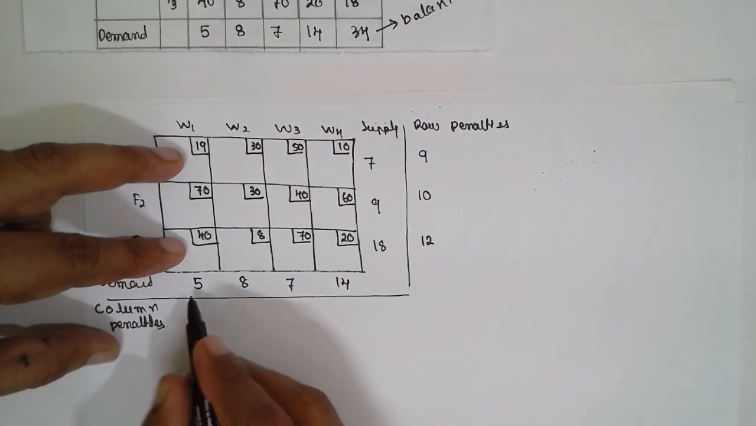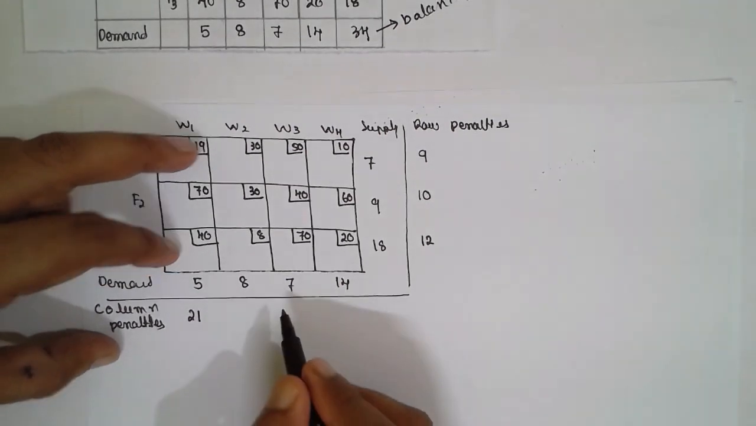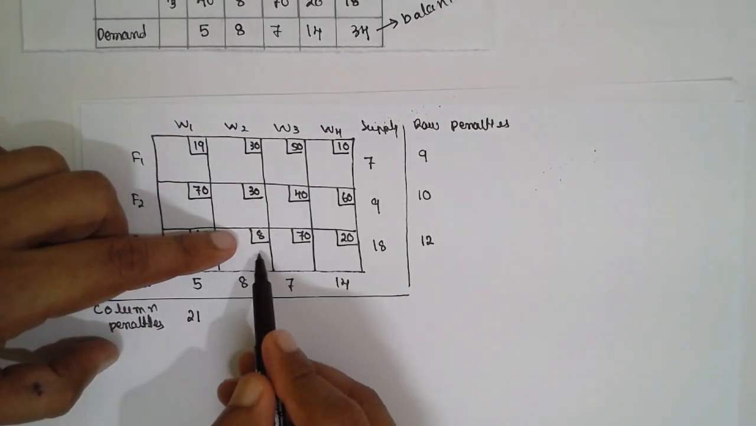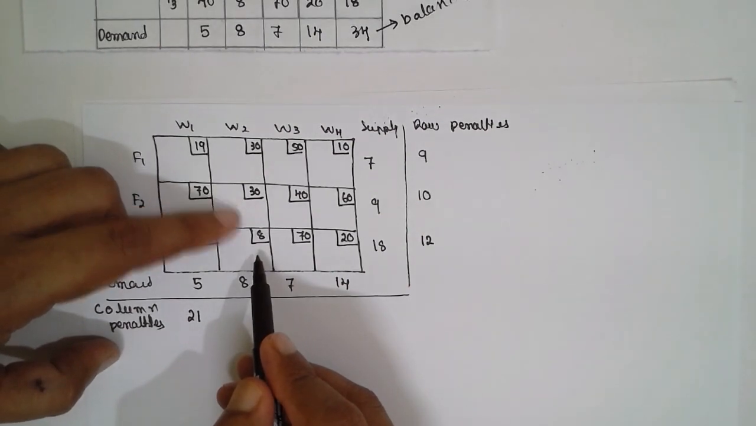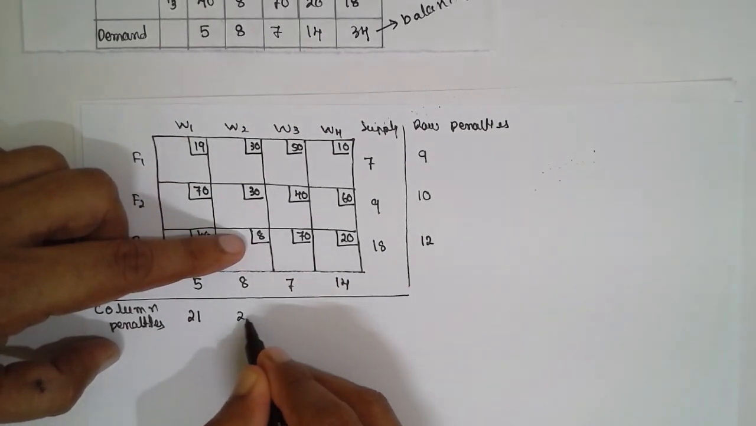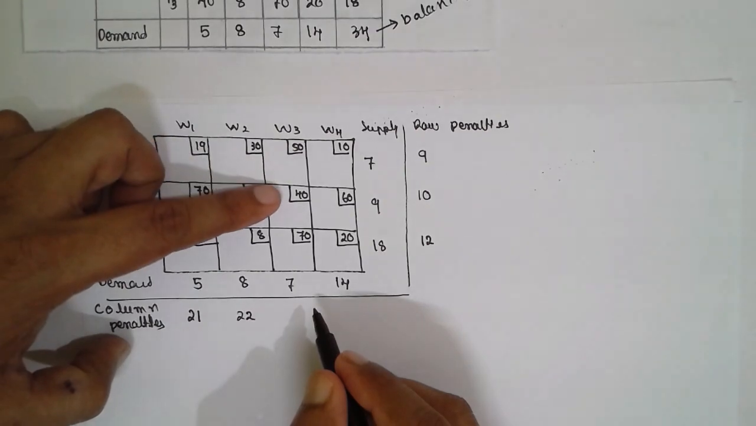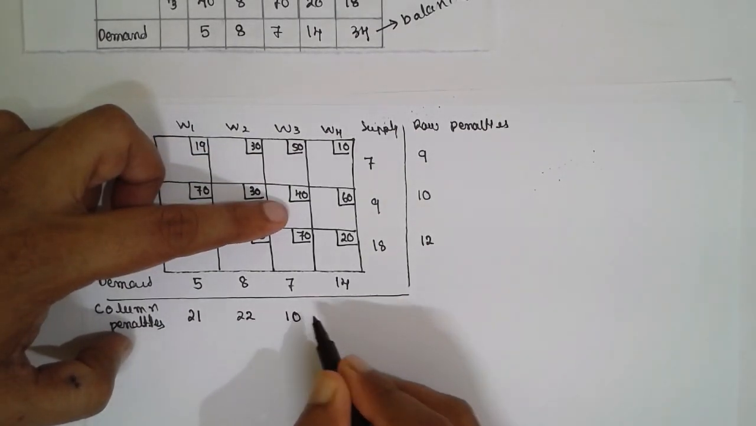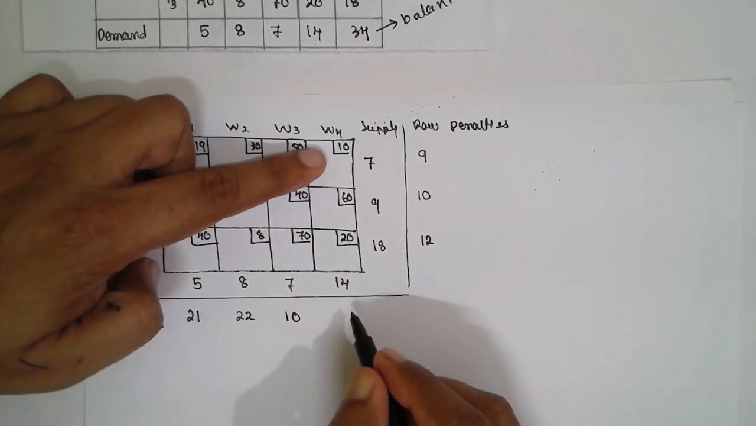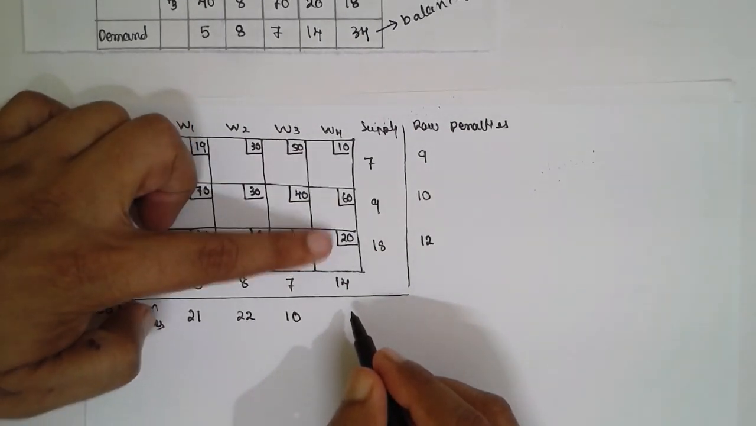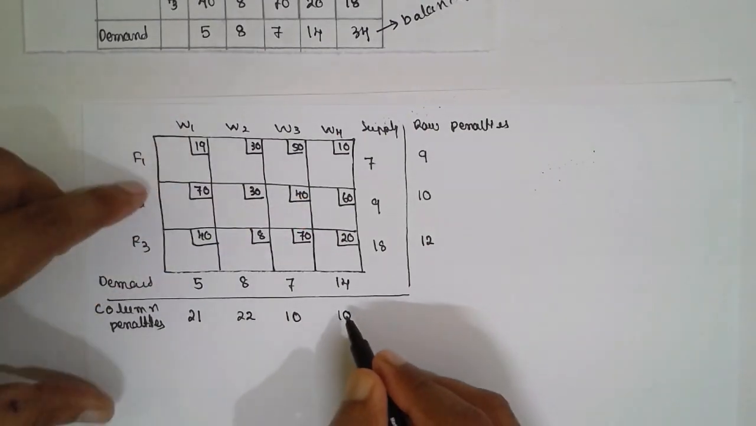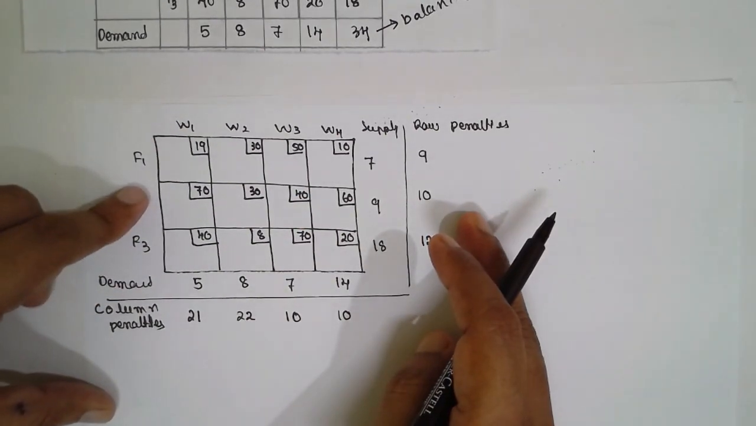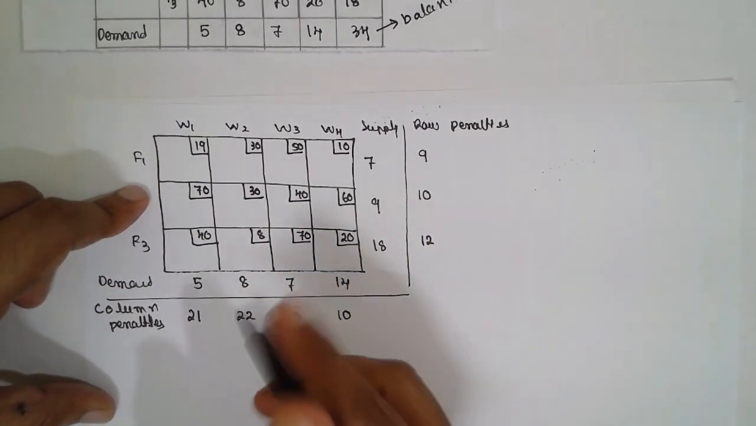40 minus 19, 21. Similarly, 8 is the smallest, next smallest is 30. 30 minus 8, 22. The smallest is 40, next smallest is 50. 50 minus 40, 10. The smallest is 10, next smallest is 20. 20 minus 10, 10. Among the column and row penalties, we have to select the maximum value. The maximum value is 22.